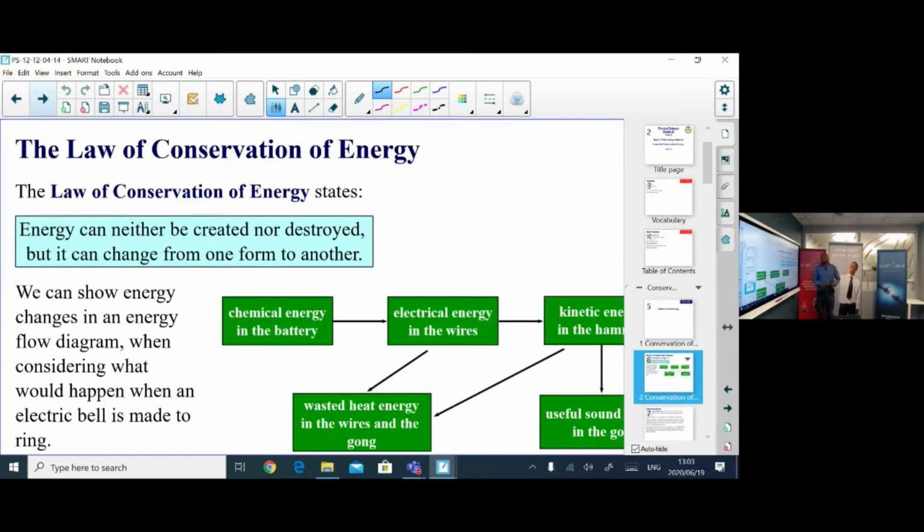What I need you to look at, we have the law of conservation of energy. It is not new as well. You came across with this in grade 10 and 11 as well. The law of conservation of energy says that energy can neither be created nor destroyed, but it can change from one form to another. In other words, I can't say I destroyed the energy.